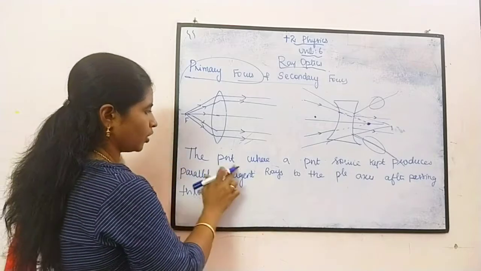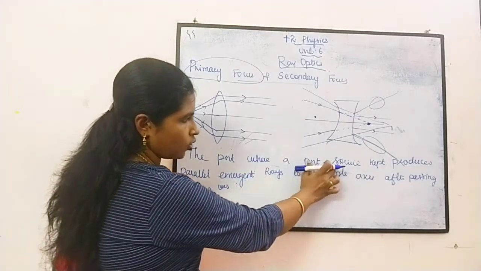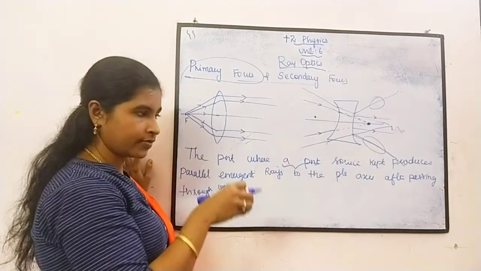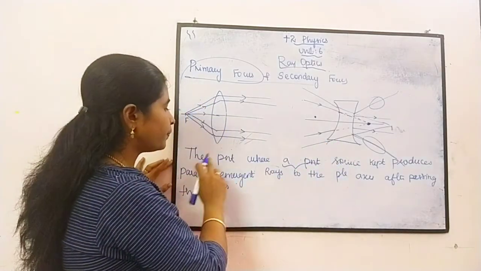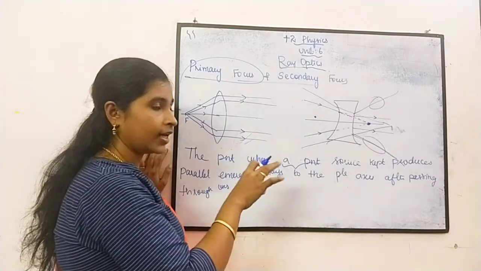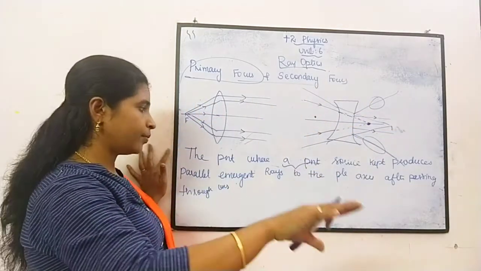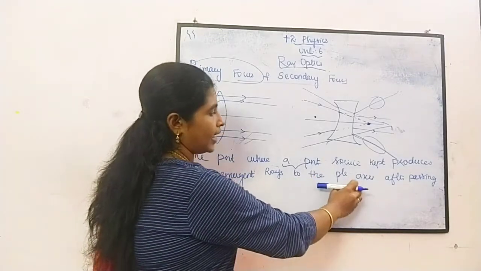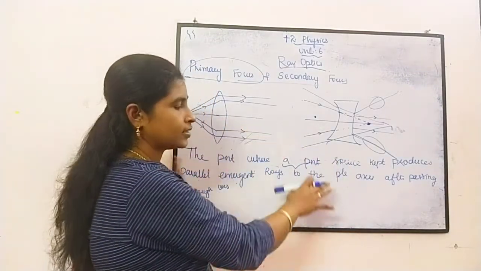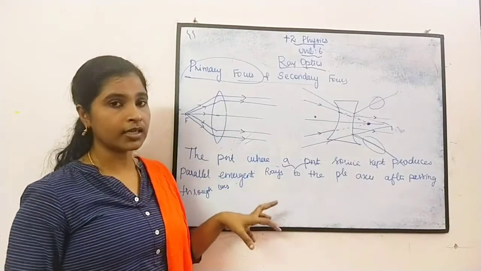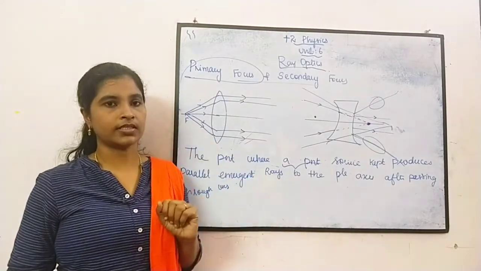Okay, see the point where a point source is kept, the source we have placed there, it provides a parallel emergent ray. Emergent means the ray coming out. A parallel emergent ray to the principal axis, which is always parallel to the principal axis after passing through the lens.